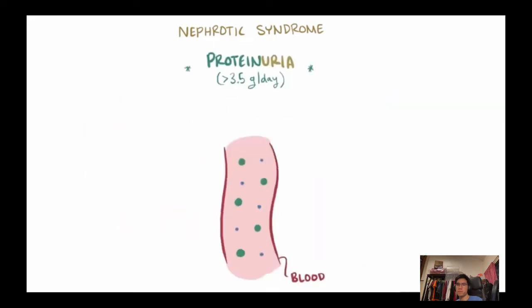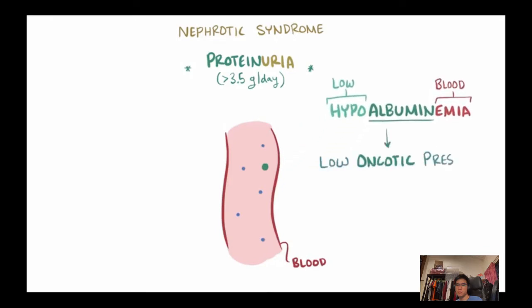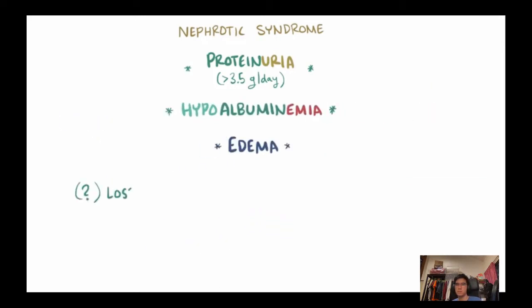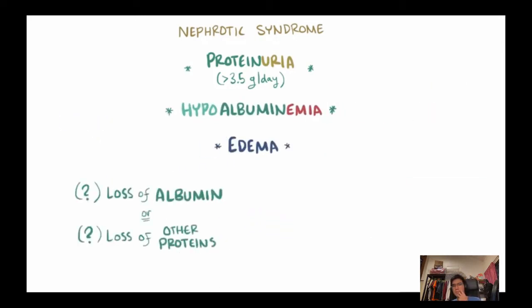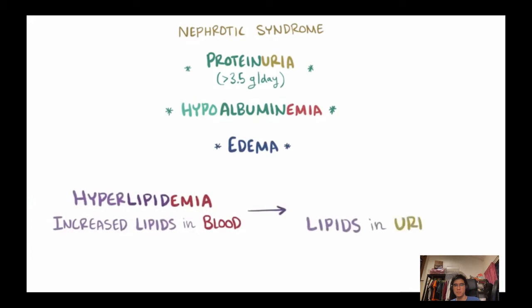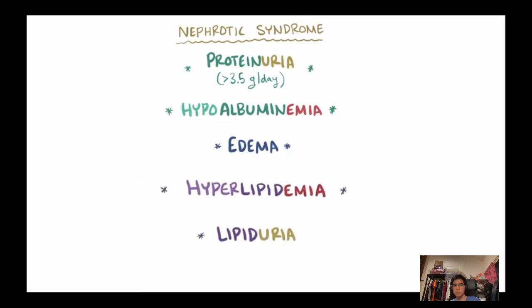An important protein in the blood is albumin, and so when it starts leaving the blood, people get hypoalbuminemia, low albumin in the blood. With less protein in the blood, the oncotic pressure falls, which lowers the overall osmotic pressure, which drives water out of the blood vessels and into the tissues, called edema. Finally, it's thought that as a result of either losing albumin or losing some protein or proteins that inhibit the synthesis of lipids, or fat, you get increased levels of lipids in the blood, called hyperlipidemia. Just like the proteins, these lipids can also get into the urine, causing lipiduria. And those are the hallmarks of nephrotic syndrome: proteinuria, hypoalbuminemia, edema, hyperlipidemia, and lipiduria.